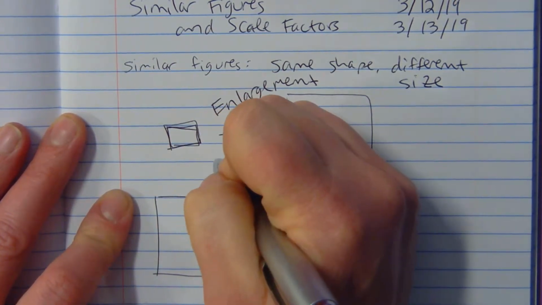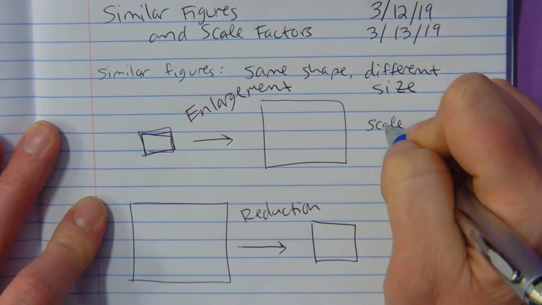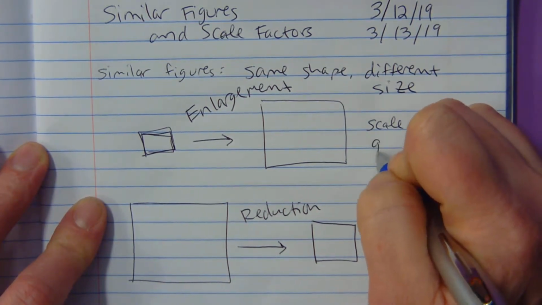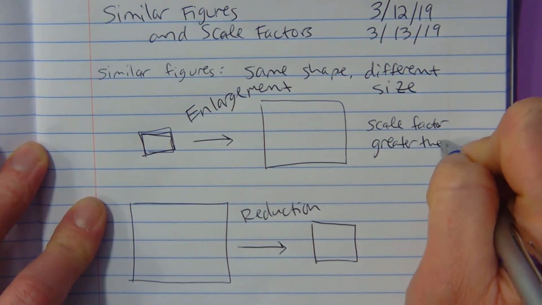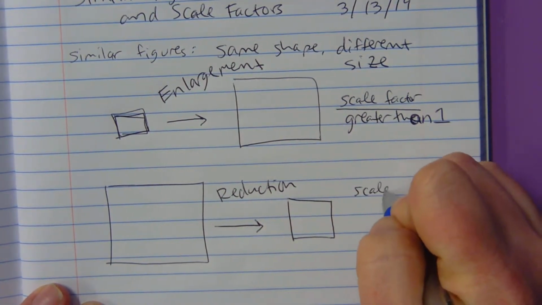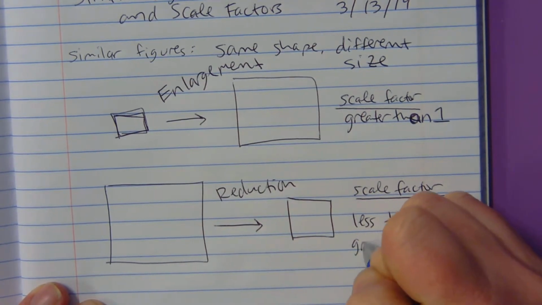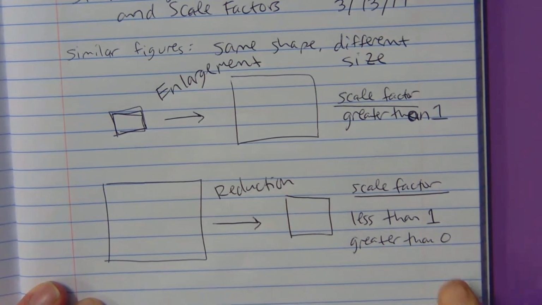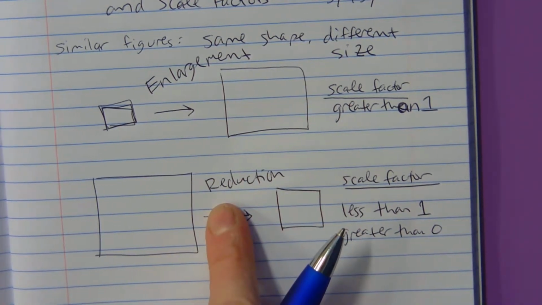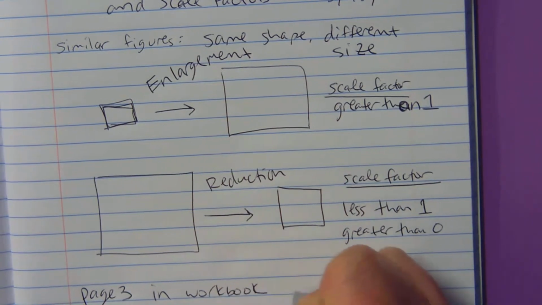And so if we're doing an enlargement, then the number that we're going to multiply by, our scale factor, which we talked about again yesterday or Monday if you're on Wednesday, what you multiply by is going to be greater than 1. And if it's a reduction, then the scale factor is less than 1, but greater than 0. So it's greater than 1 for an enlargement, and it's less than 1, but greater than 0 for a reduction. So we're going to do some examples. This is on page 3 in the workbook. That's where these problems are coming from, for Module 6.